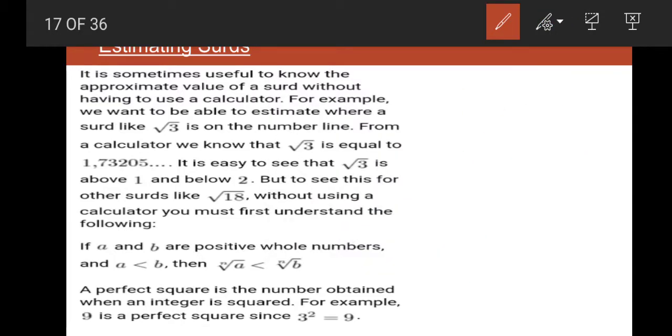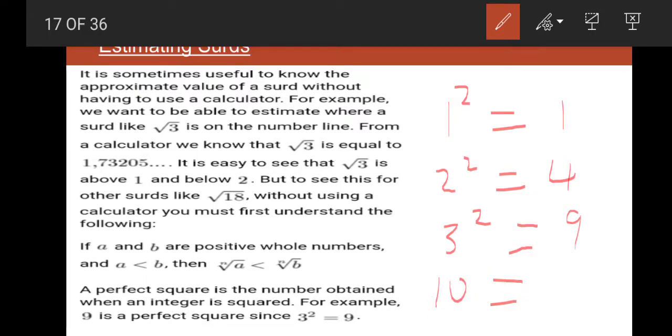A perfect square is a number obtained when an integer is squared. For example, if we square 1, we will get 1 as our perfect square. If we square 2, we will get 4 as our perfect square. If we square 3, we will get 9 as our perfect square. If we square 10, we will get 100 as our perfect square. So a perfect square is any number obtained when you square an integer.